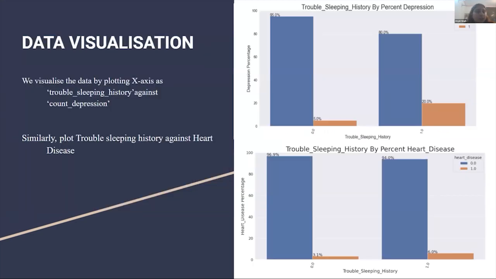For the data visualization, we plot trouble sleeping history on the x-axis against count of depression, in which we can see those who have trouble sleeping have 4 times the percentage of depression than those who don't. Similarly, we plot trouble sleeping history against heart disease, in which those with a trouble sleeping history have 2 times the percentage of heart disease than those who don't.